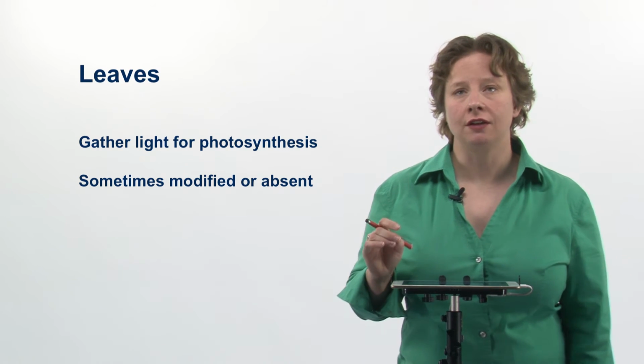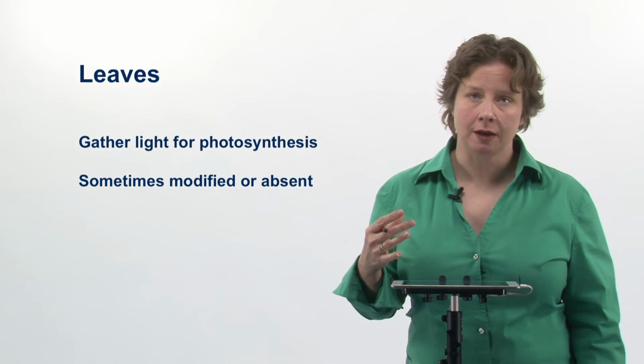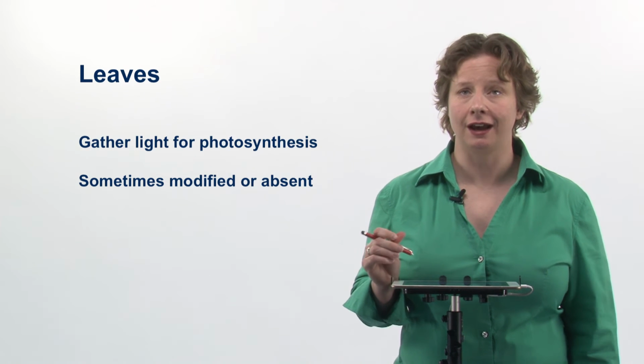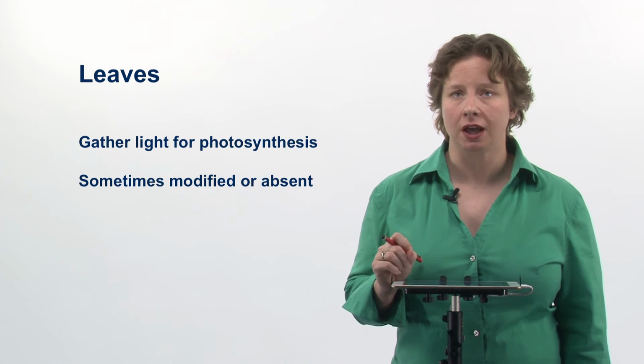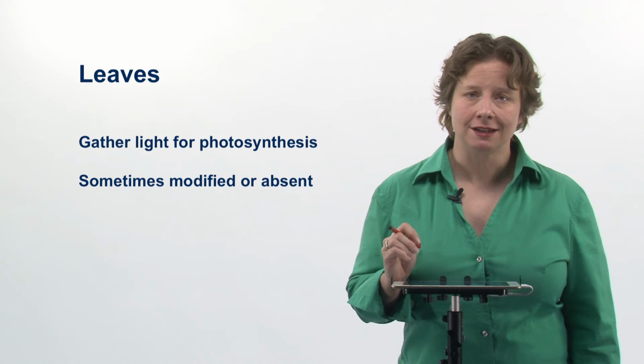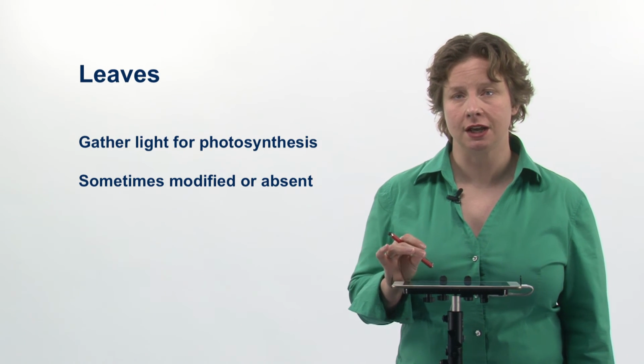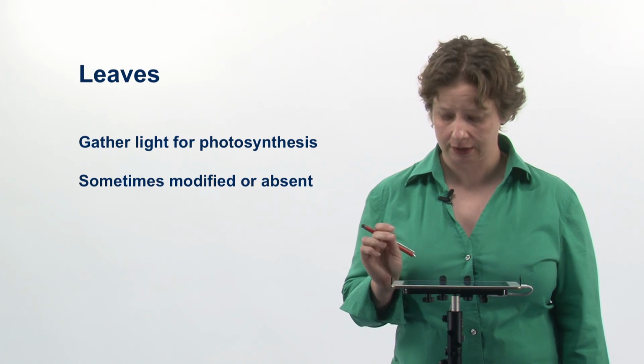With leaves, they gather light for photosynthesis. Sometimes they're actually absent or they're modified in different kinds of plants. For instance, in cacti, the leaves are modified as spines so that water is not lost from the plants that live in very dry environments, and the stems instead are the green parts that do the photosynthesis.